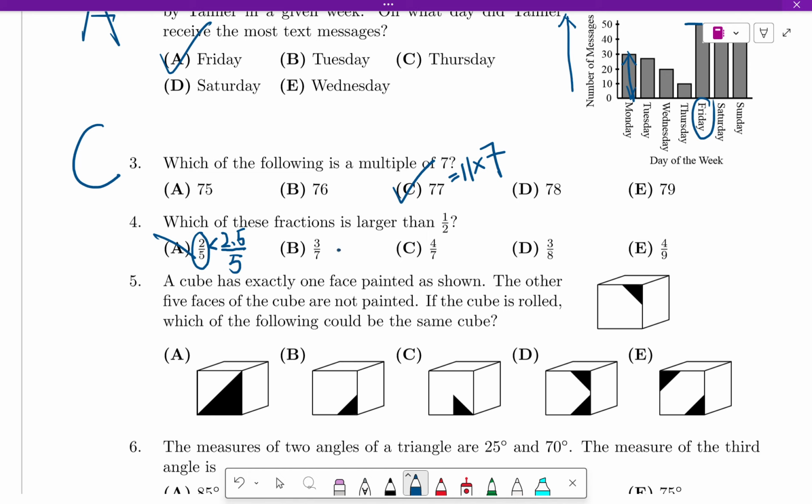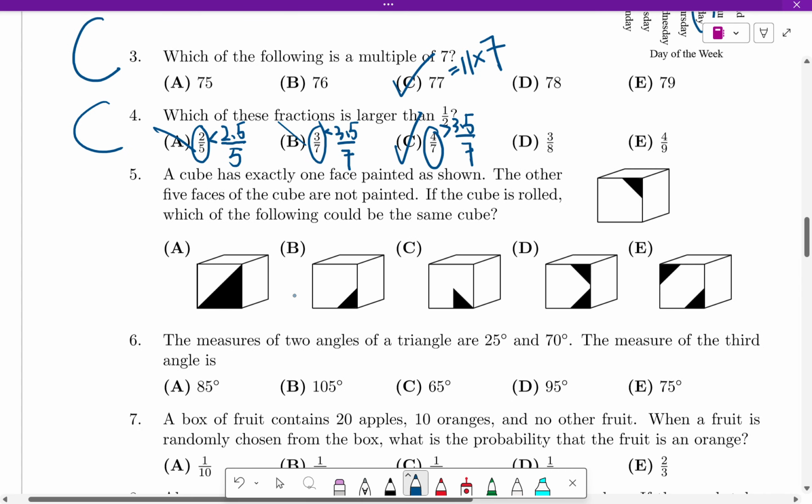And for 3 over 7, a fraction needs to have a numerator of 3.5 if it wants to be equal to 1/2 when its denominator is 7. And we can see that since 3 is less than 3.5, 3 over 7 is less than 3.5 over 7, which means 3 over 7 is less than 1/2. And similarly, since 4 is greater than 3.5, 4 over 7 is greater than 3.5 over 7, which means 4 over 7 is greater than 1/2. So C would be correct.